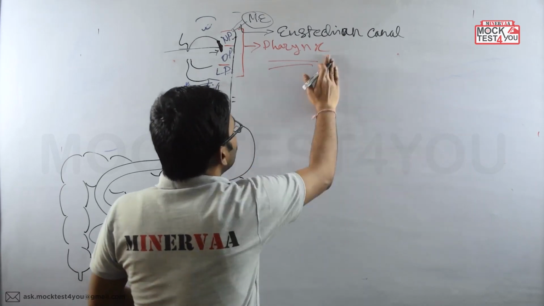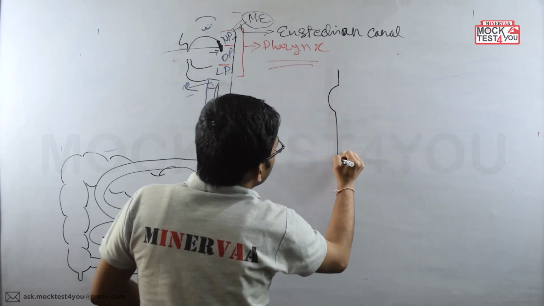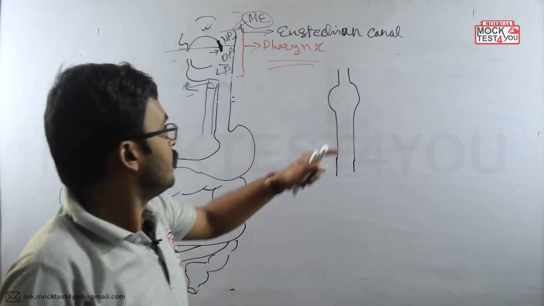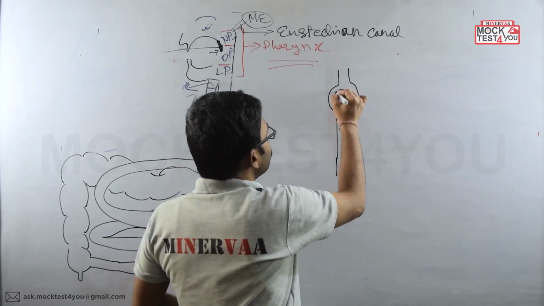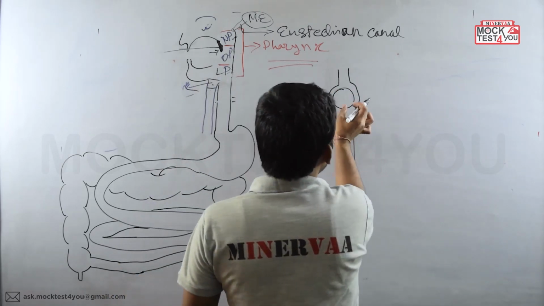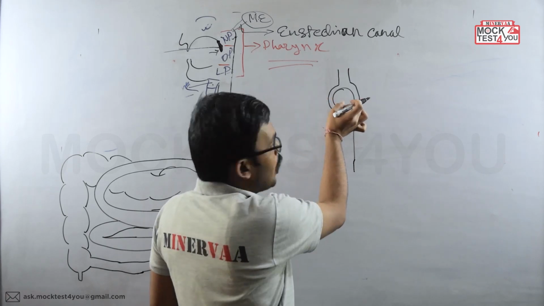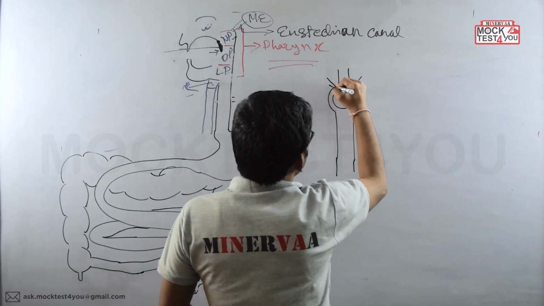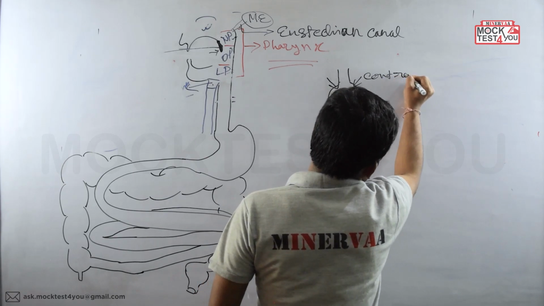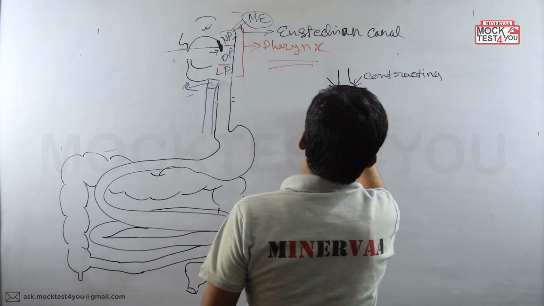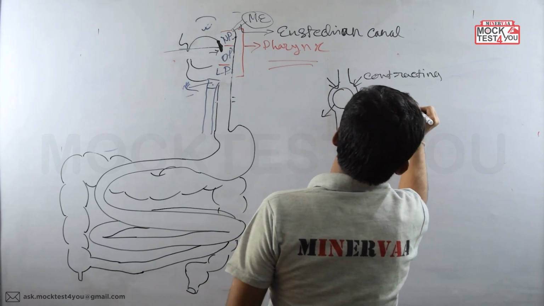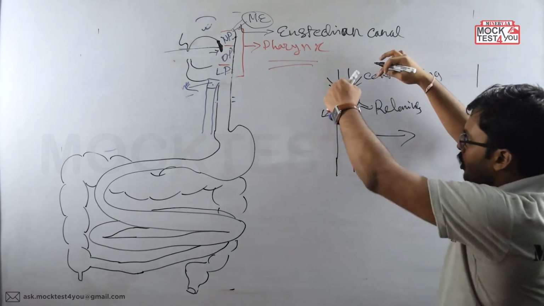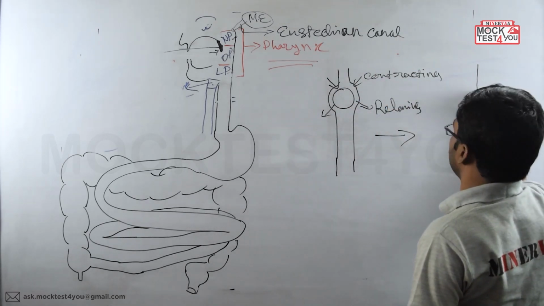Okay, let's see how the foods are coming down. It's a diagram of the esophagus. Now the food bolus is present over here, okay, clear? Now see here, this area of the esophagus wall is relaxing, but this area is contracting, okay, clear? In the very next diagram, we'll see that because of this contraction, the food has come down.